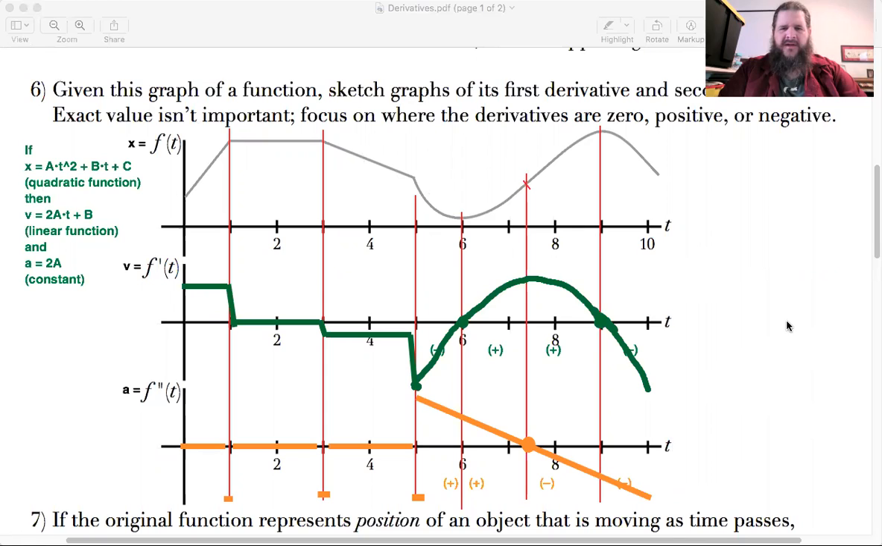If you go there and click on derivatives, you'll get to this worksheet. If you click on integrals, you go to another worksheet that has a similar setup, but in reverse. Here's the acceleration graph, backtrack to find velocity, then backtrack again to find position. So give that a try. We can try that next time if you want.